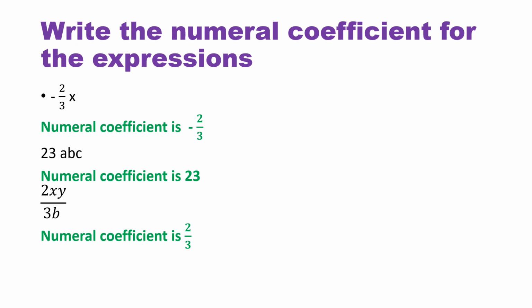Now write the numeral coefficient. So you know that any algebraic expression has a numeral coefficient and a literal coefficient. So here the literal coefficient is x, the letter is x, and the numerical coefficient is minus 2 by 3. This is the numerical coefficient. So you have to take along with the sign, you have to write minus 2 by 3. Here what is the numeral coefficient? 2 by 3. So that is how it is done. So you have to just take the number, not the letters.